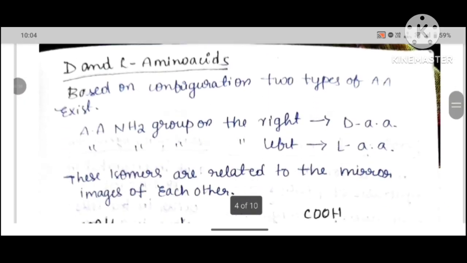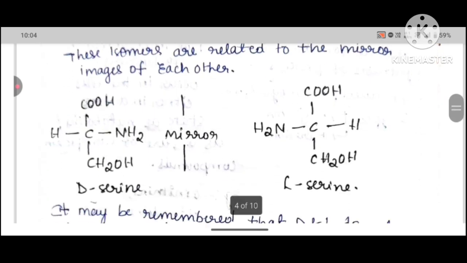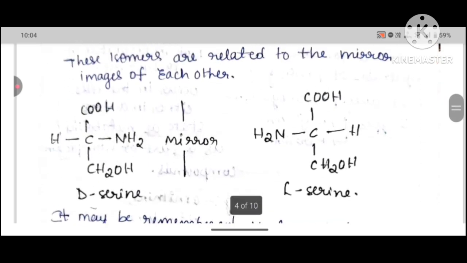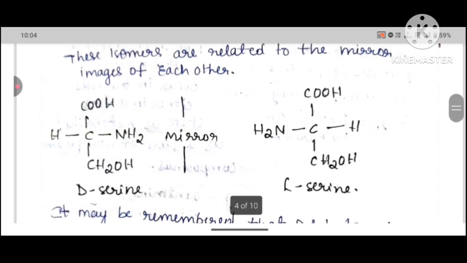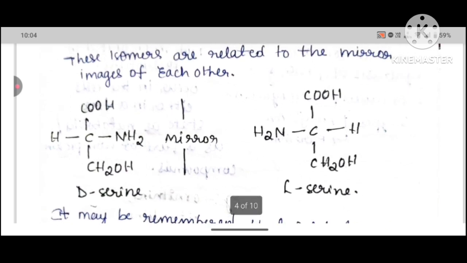What are D and L amino acids? Based upon configuration, two types of amino acids exist. If the amino group is on the right side, then those amino acids are known as D amino acids. If the amino group is on the left side, the amino acids are known as L amino acids. So these D and L amino acids are literally mirror images of each other. You can observe here the arrangement of amino groups.